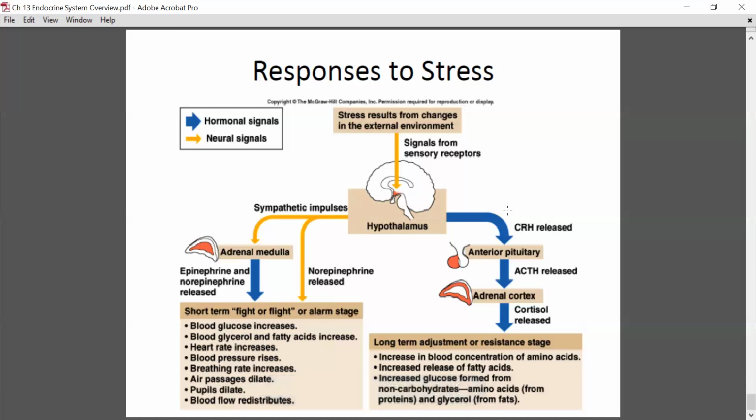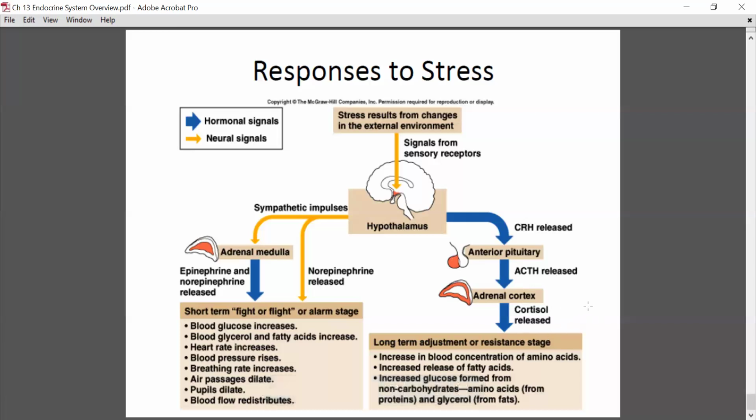Opposite of that, you will have CRH released. That CRH is released from the hypothalamus. CRH will stimulate the anterior part of the pituitary, and pituitary has two parts, anterior and posterior. It's going to stimulate the anterior pituitary to secrete ACTH, adrenocorticotropin hormone. That ACTH will then stimulate the adrenal cortex to release cortisol.